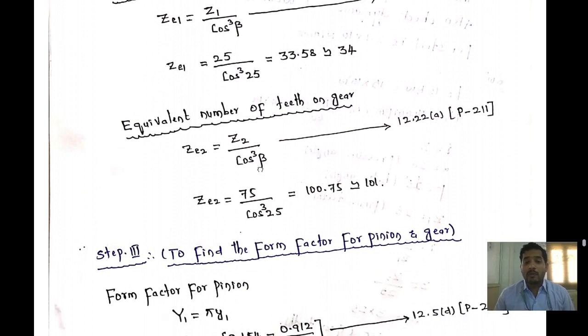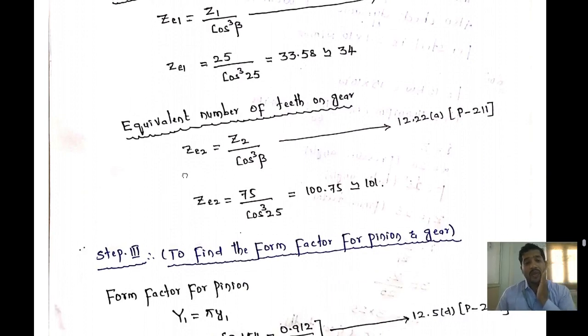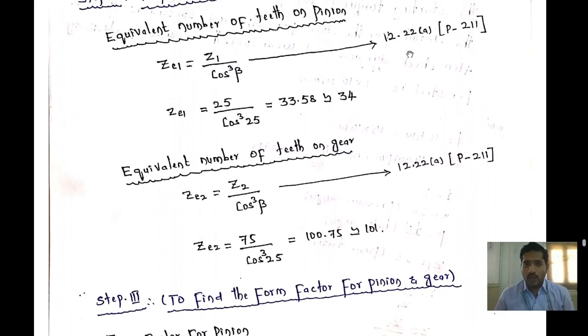After that, for the equivalent number of teeth on the gear, ZE2, we use the same formula. You have to refer to page number 211, equation 12.22a. Instead of Z1 you use Z2 by cos cube beta. So the number of teeth on the gear is 75 by cos cube 25. If you divide the whole value, you will get 100.75, which is approximately 101. So the equivalent number of teeth on the gear is 101, and on the pinion it is 34.